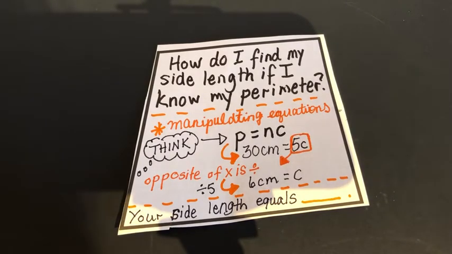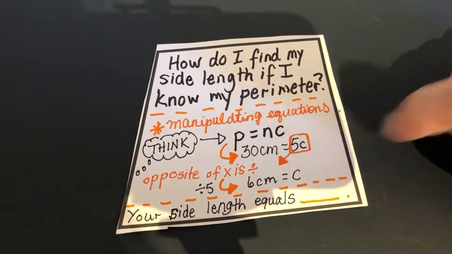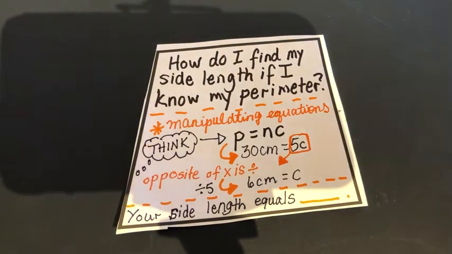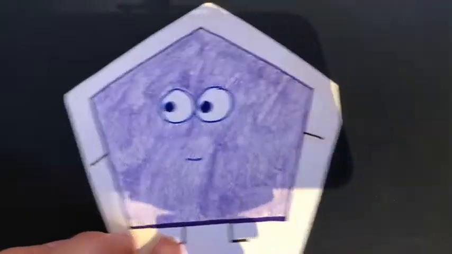If perimeter is equal to side length times the number of sides, and you're given your perimeter, it's 30 centimeters, and it's 5 times whatever the side length is, you can figure that out. Here, we're multiplying by 5. So the opposite of multiplying by 5 is to divide by 5. So if you take 30 and divide it by 5, you get 6 centimeters. So your side length equals 6 centimeters. Yay!